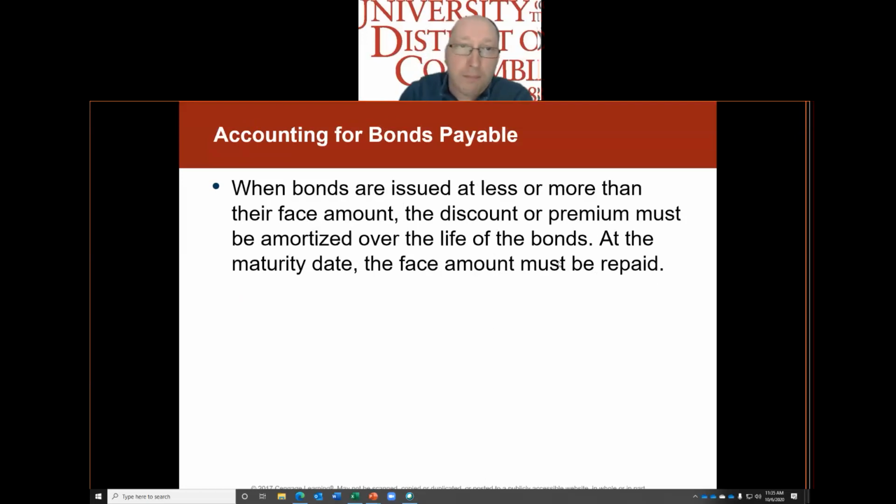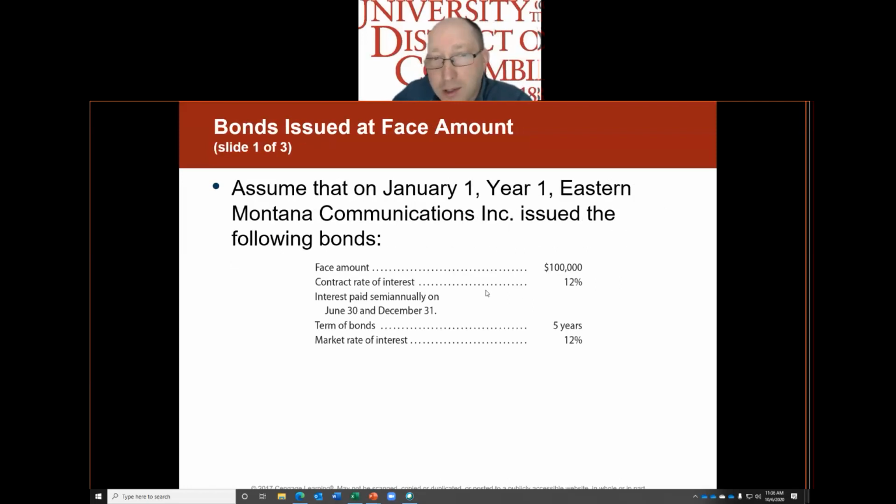Okay. So how do we account for bonds payable? When bonds are issued at less than or more than the face amount, the discount or premium must be amortized over the life of the bonds. At the maturity date, the face value must be repaid. So it's accounted for very similarly to the way you would account for a standard note. The difference here is going to be with the interest or the discount.